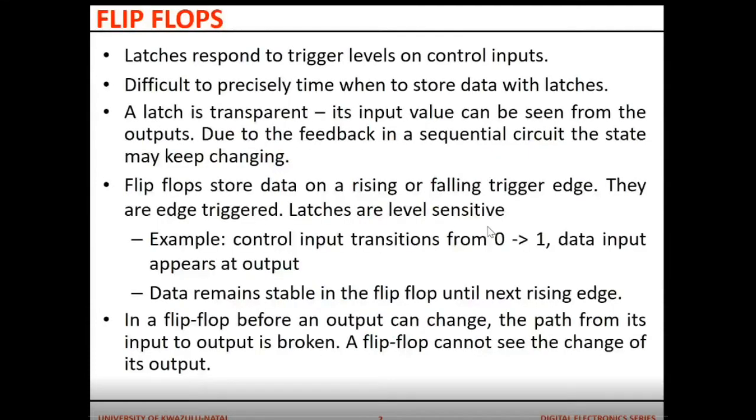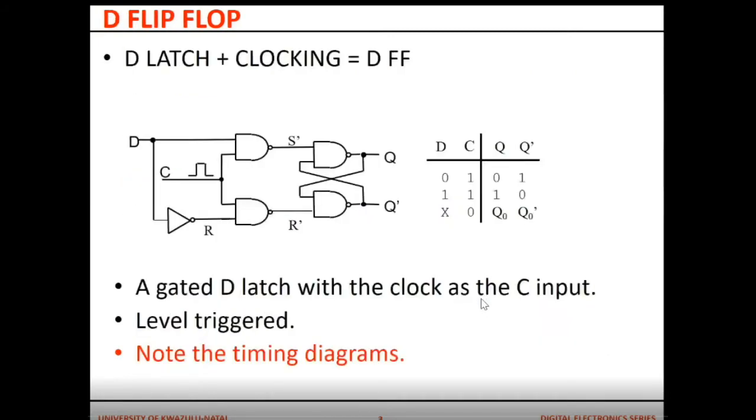So, just briefly, latches respond to trigger levels on control inputs. It is difficult to precisely time when to store data with latches, and it is transparent. Its input value can be seen from the output. Now, flip-flops store data on a rising or falling trigger edge. Actually, they are edge triggered. Data remains stable in a flip-flop until the next rising edge, so the path is broken before it can change.